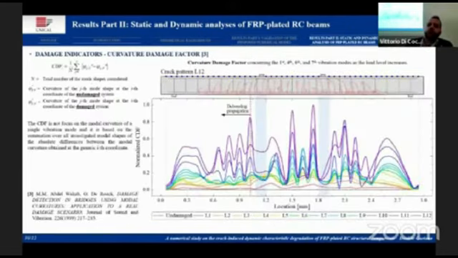To overcome this issue, we need another indicator that is not focused on a single mode shape, but is based on the summation over all the investigated mode shapes of the absolute differences between the modal curvatures obtained at the generic coordinate. This is the curvature damage factor, and we can see in this slide that the peaks are proportional to damage and therefore to the crack length.